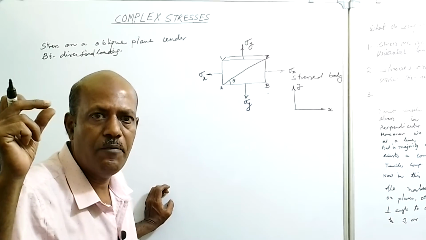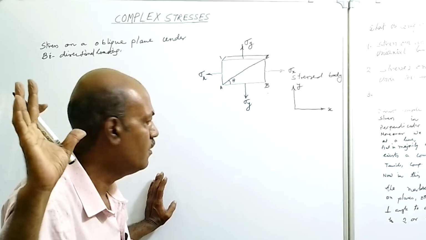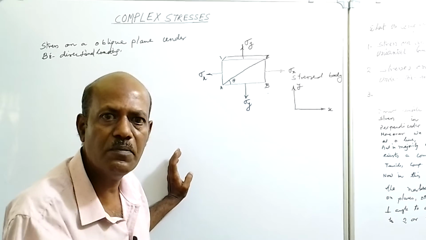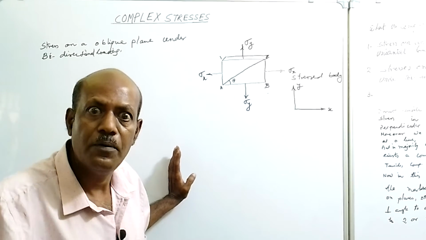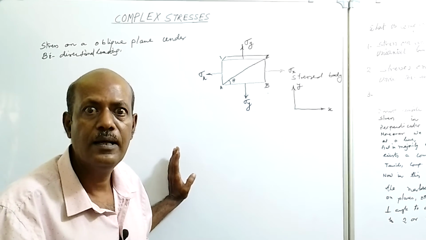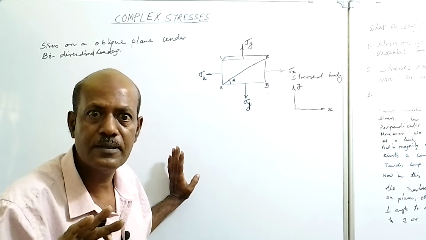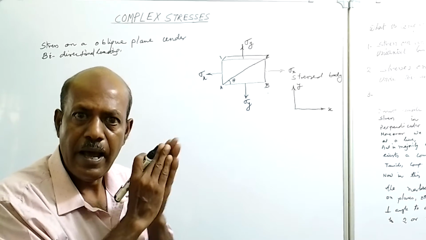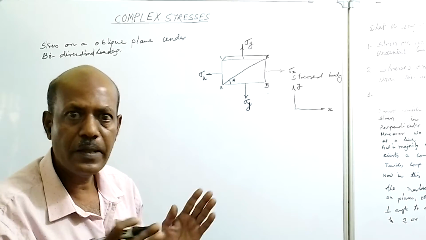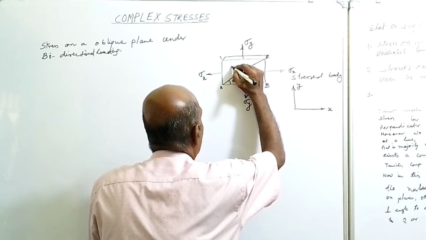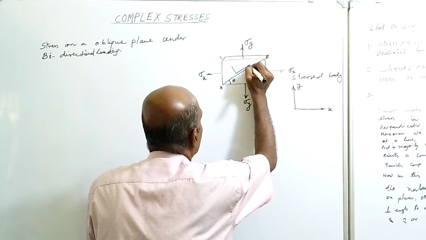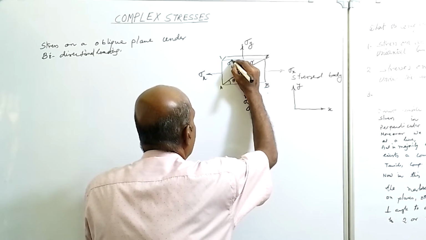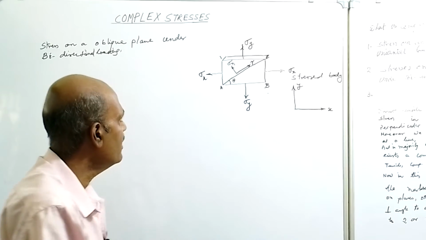Width of the body we have considered unity. Consider an oblique section, that is AC, which is making an angle theta with the x direction in the counterclockwise sense. Now we are going to determine the sigma n and tau values developed on that inclined plane, that is on plane AC. Tau is the tangential stress, and sigma n is the normal stress on inclined plane AC.